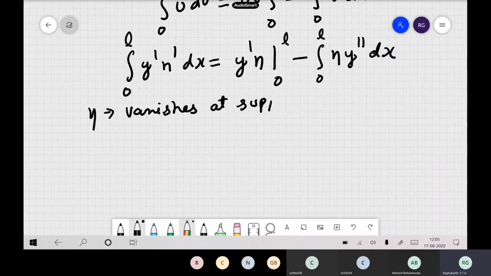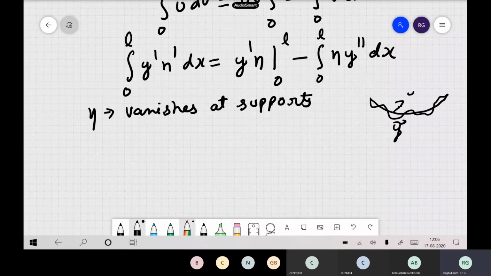So this vanishes at the supports, because we have already written it in the previous class. If this is your y, and this is your y, then eta should be vanishing essentially at the supports. So eta at L and eta at 0 are 0.